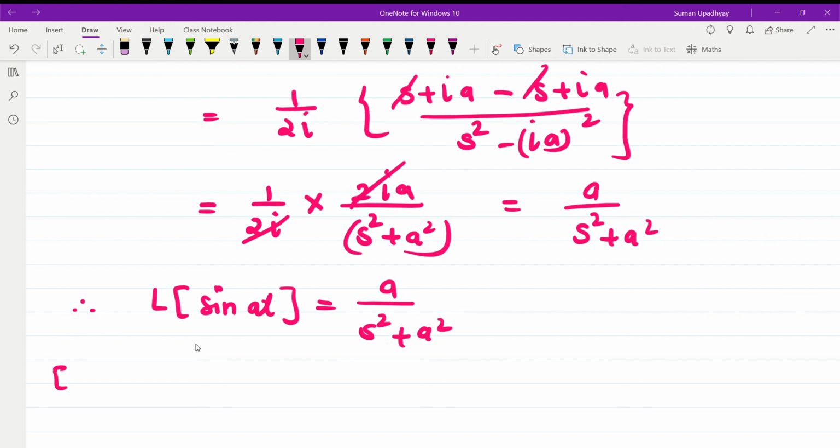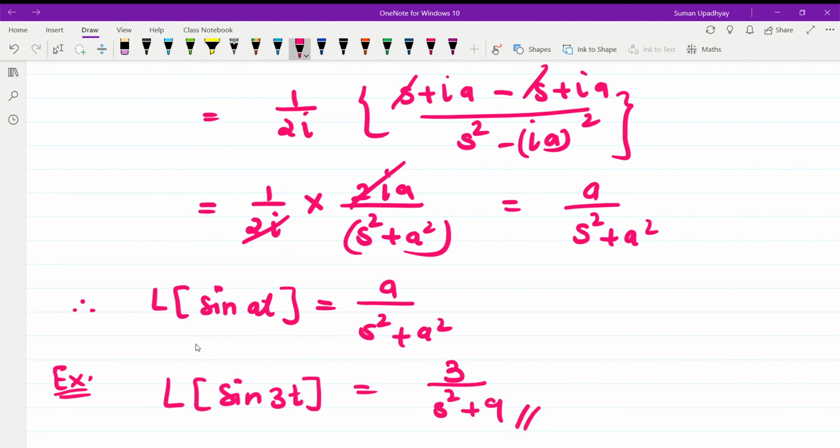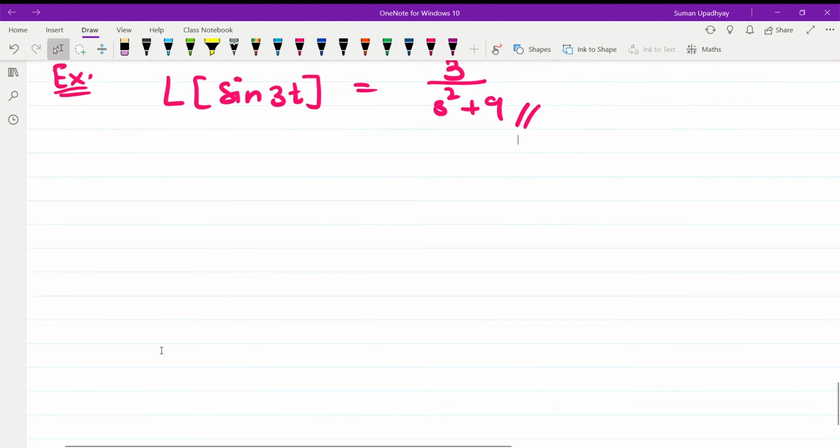So how can we use this in solving problems on Laplace? You'll be given a question like this: find the Laplace transformation of sine 3t. So using the above formula, we can write it as 3 upon s square plus 3 square, which is 9. This way we are going to use the Laplace transformation of sine 3t.